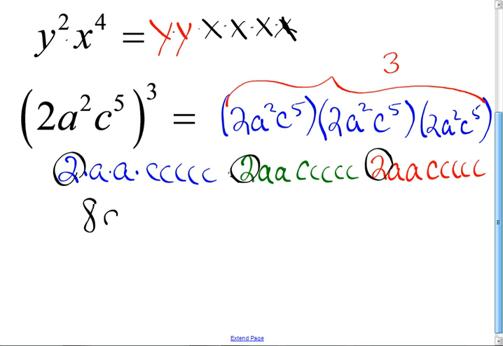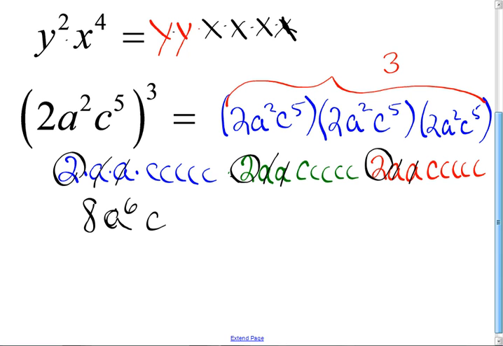And I can't multiply the a's out. All I can do is simplify it by counting up how many a's are multiplied. How many a's are multiplied? Let's see, I got 1, 2, 3, 4, 5, 6. How many c's are multiplied?